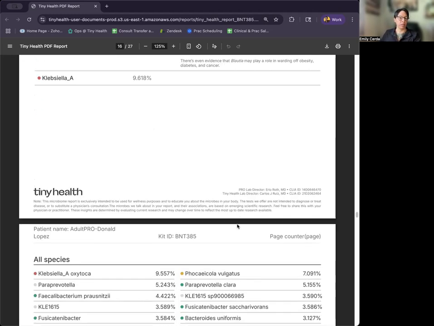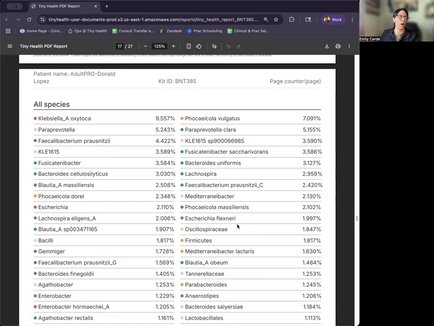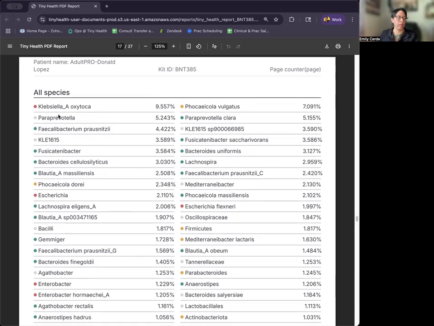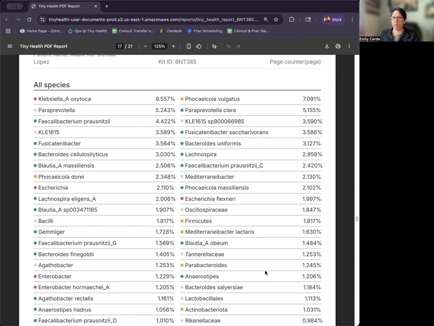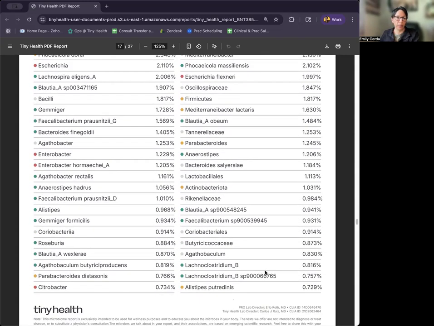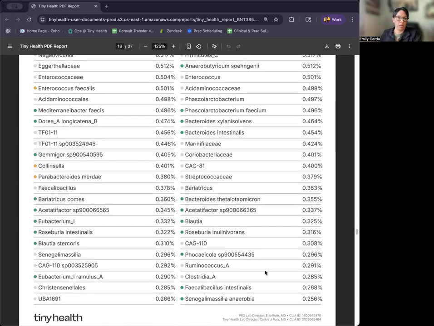Further down is where I like to go, where you can look at all of the species in the gut. So here we can see this is listed from the highest all the way down to the lowest, which is our sensitivity of 0.005%. And we can see that the largest population in this individual's gut is that Klebsiella. And so you'll be able to drill into this and really get more information about the microbiome and the microbial members of your patient's gut and what treatment plan you would like to pursue.